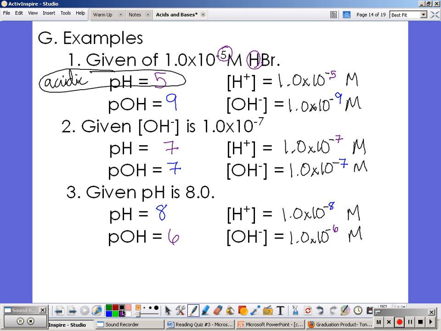If we go back to number 2, this solution would be neutral because the pH is exactly 7. In number 3, the solution would be basic because the pH is greater than 7.